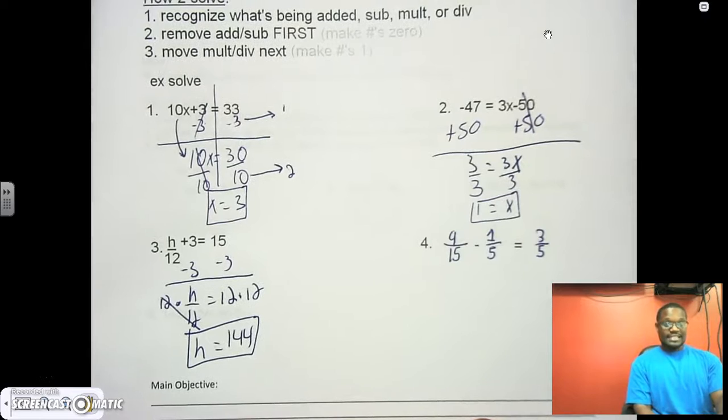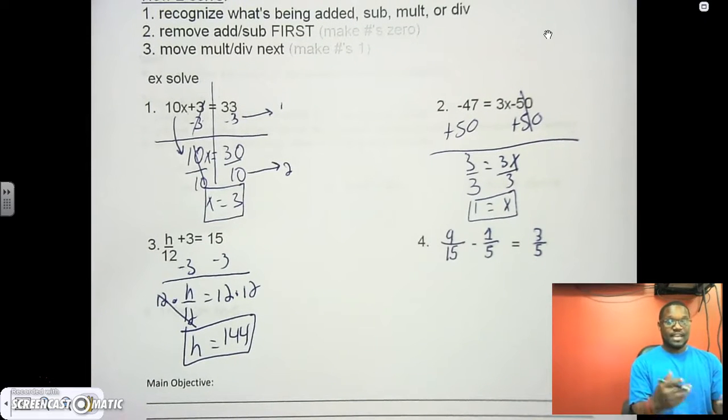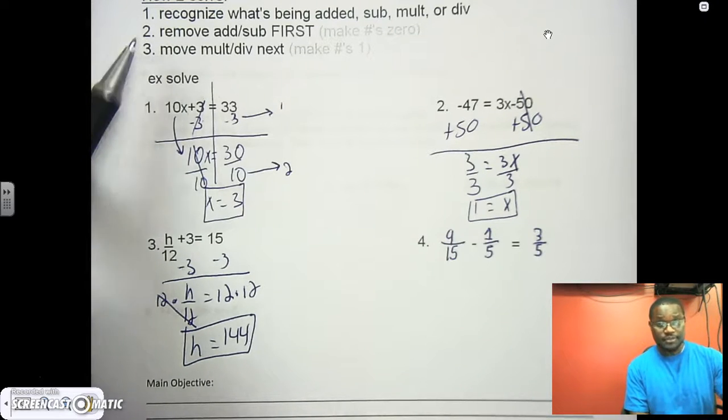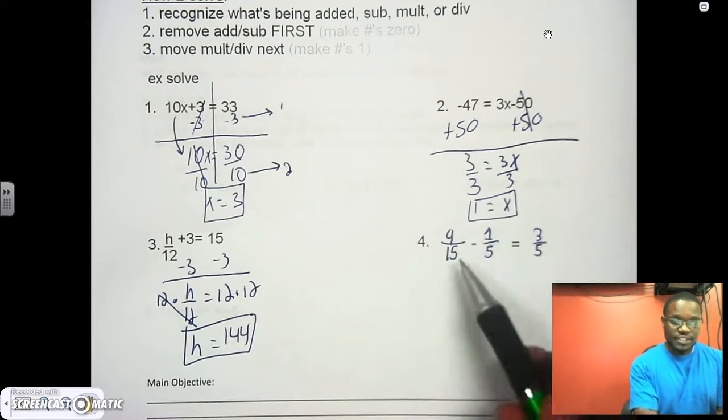Okay, so the idea is still the same. It doesn't matter that I have fractions. The rules still apply. What rules, Mr. Freeman? Well, these rules right here. Yes, that's what I'm talking about. Remove your addition and subtraction first.